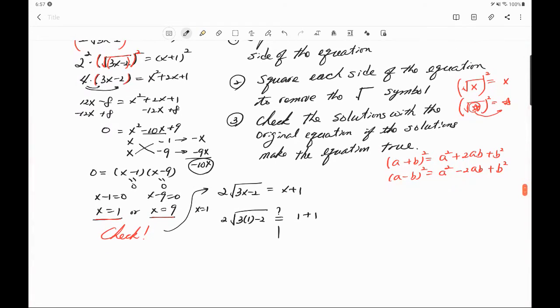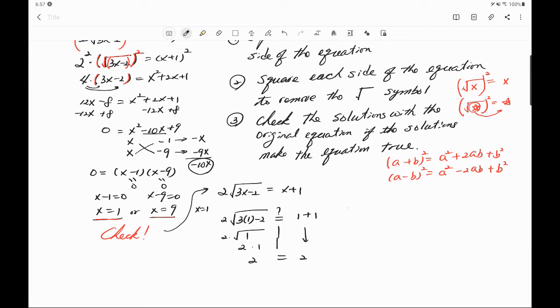So if it's equal, then 1 is the solution. Then 2 times square root of 3 minus 2 is 1. So that is 2, right? 2 times 1. So that is 2. How about this one? This is 2, right? So they are equal. Equal, right? So when x equals 1, the equation is true. So 1 is a solution.